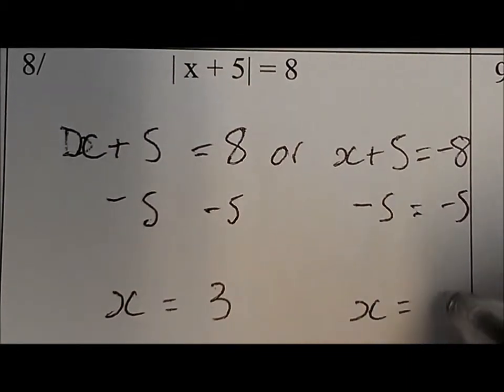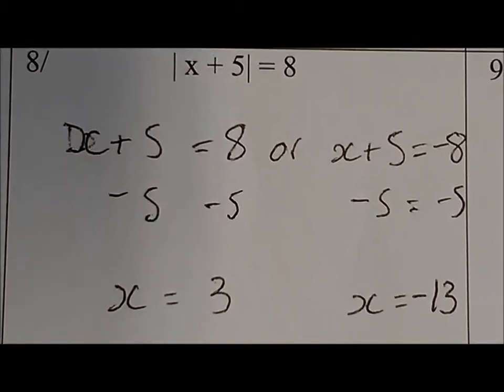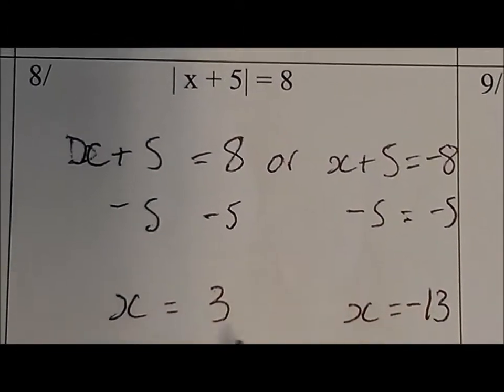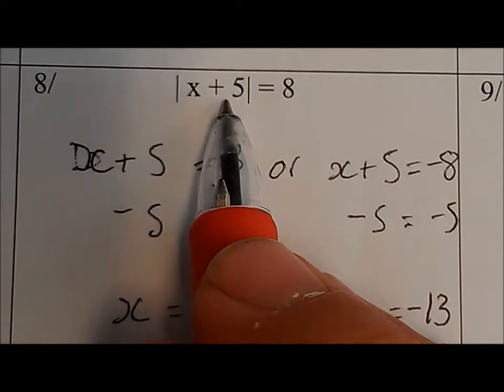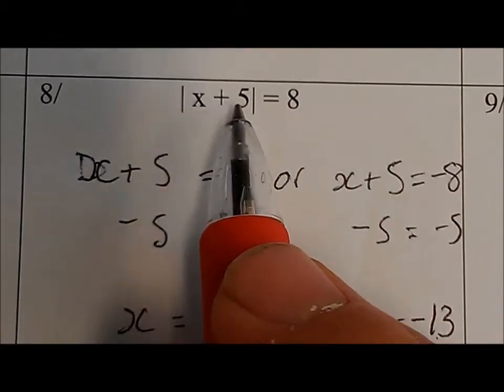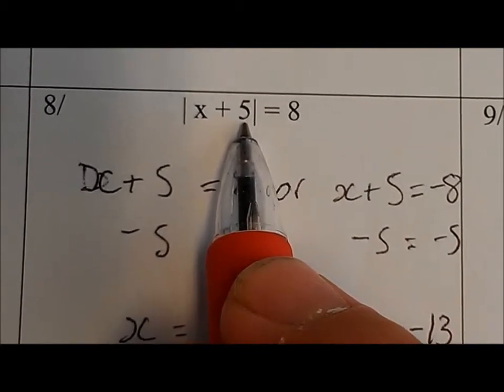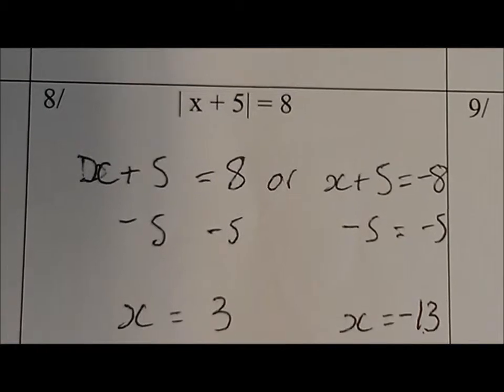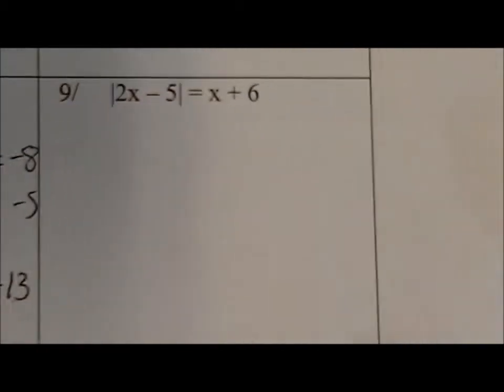But with the two different cases, I get two different answers. So I get x is equal to 3 or x is equal to negative 13. If we sub them back in, 3 plus 5 is 8, and the absolute value is 8. Negative 13 plus 5 is negative 8, and the absolute value of that's 8. So on substitution they make sense as well. So let's have a look over here.